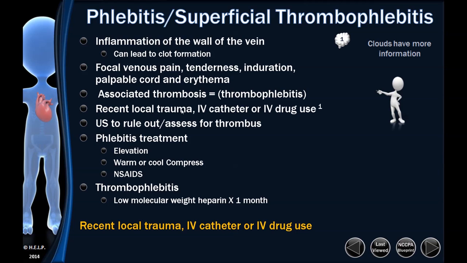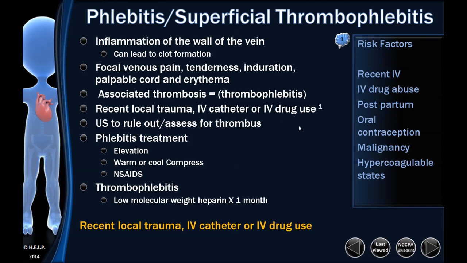So if it's just a phlebitis, from recent local trauma due to an IV catheter, or they're doing IV drug use, you just make sure there's no thrombus. And if it's just the phlebitis, it's just elevation, warm compresses, and non-steroidal anti-inflammatories. They may or may not get superficial thrombophlebitis, then you can treat them with an anticoagulation for a short period. But risk factors for phlebitis and superficial thrombophlebitis are recent IV that we put in the hospital, drug use, and then any of these hypercoagulable states can lead to this superficial thrombophlebitis.